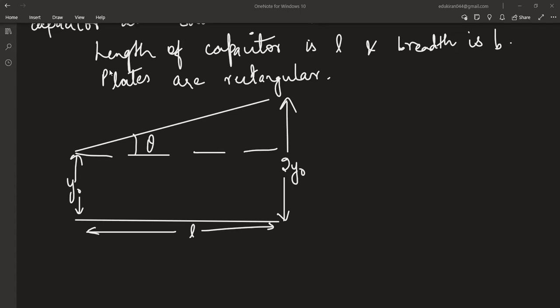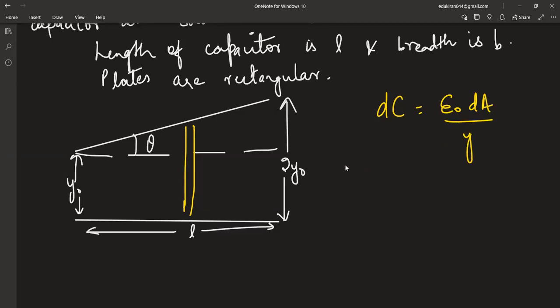See, let me give you one hint, so that if by chance you are doing it incorrectly, you get a hint. Just take a very narrow, very small section from here, and then calculate dC. We calculate C is equal to epsilon naught A by D. Take a very small section, so this becomes epsilon naught dA over Y. That is the separation between the plates, right? I'm taking the overall as Y, because Y is not just Y naught. This is actually the sum of both the quantities. This is Y naught plus your Y1.